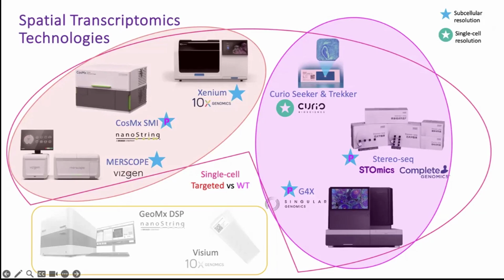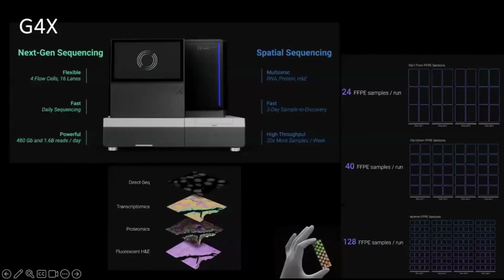And some technologies can run and detect proteins on top of targeting transcripts, such as the MERSCOPE and the CosMx, or you can even do spatial proteomics such as CosMx, Stereo-seq, and G4X. So as you can see, this is kind of complex, all the specificities that those technologies can do. So I basically created a comparison table for you to better define what you need.